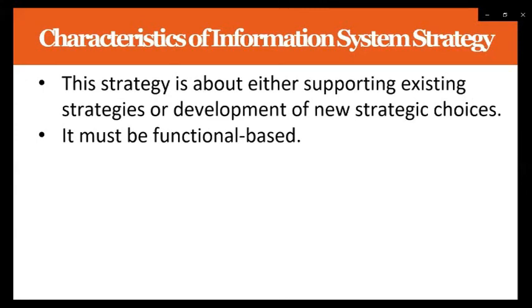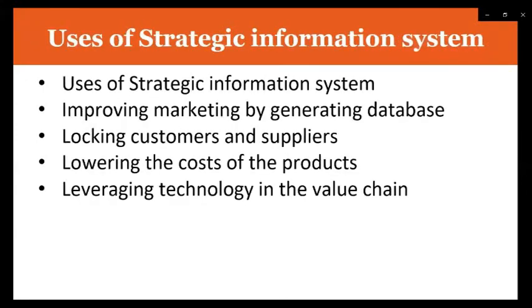So those are the characteristics of information system strategy. So what are the uses of strategic information system? So the first use of strategic information is creating hurdles for the entry of the competitors.